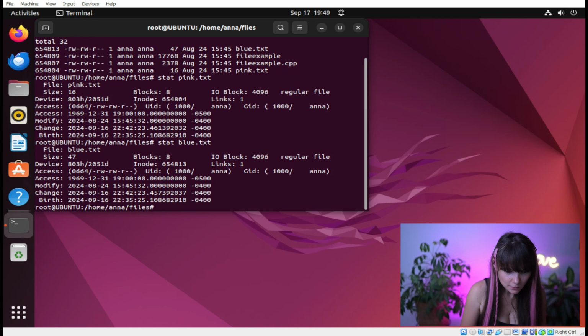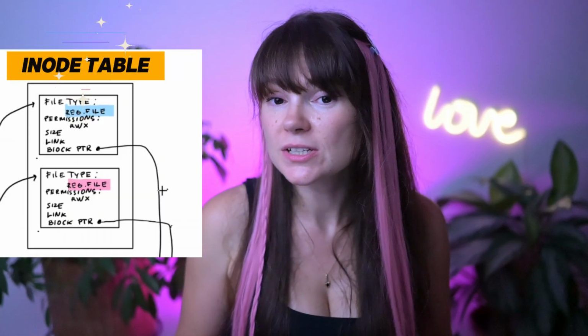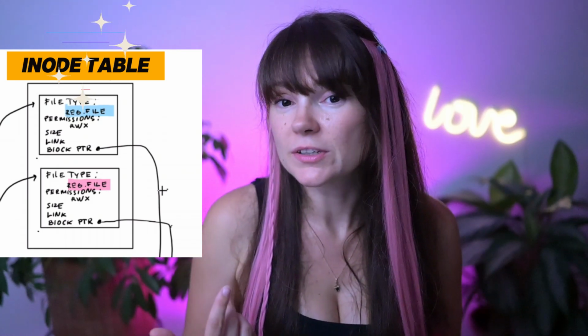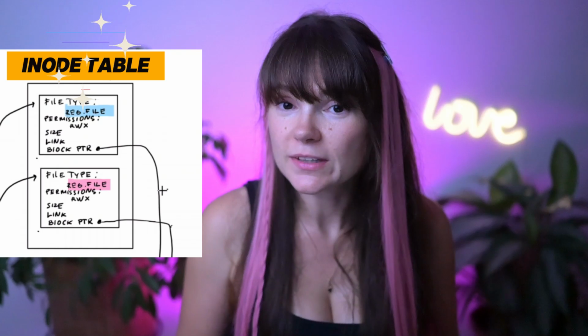Alright, so it says that the pink file is a regular file. Well, that's a relief. Imagine if it was an irregular file. Who knows what kind of chaos that would unleash. Remember, the file type along with the permissions, size, link, and the block pointer was stored in the inode table. Let's see if other information from the table is listed in here as well.